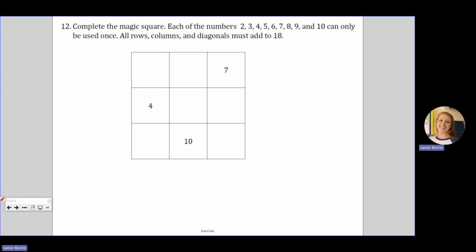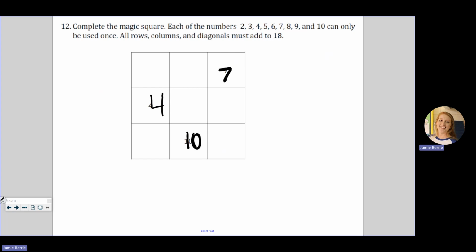It'll be slightly different. This one says complete the magic square. Each of the numbers 2, 3, 4, 5, 6, 7, 8, 9, and 10 can only be used once. All rows, columns, and diagonals must add to 18. If you can't see this, there's a 4, this is a 10, and that's a 7. I'm going to let y'all think about that for a minute.